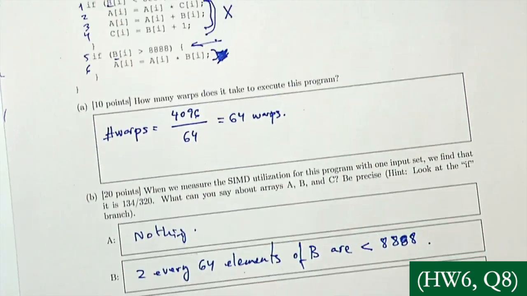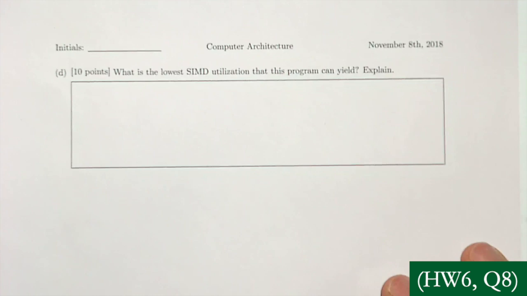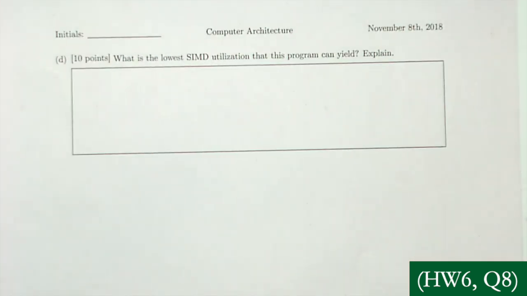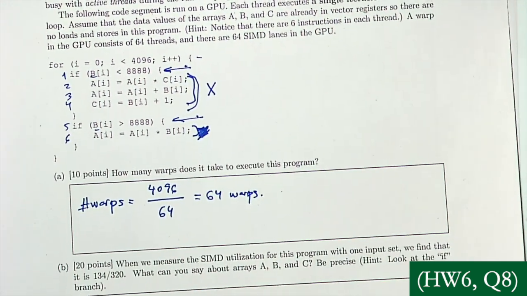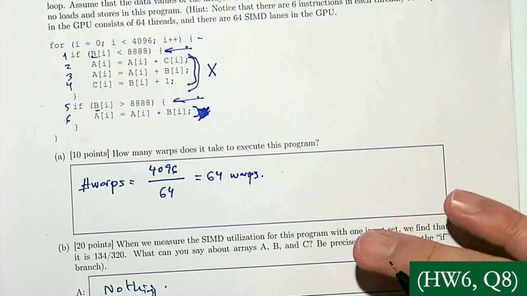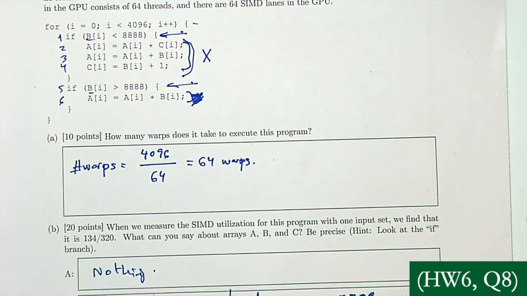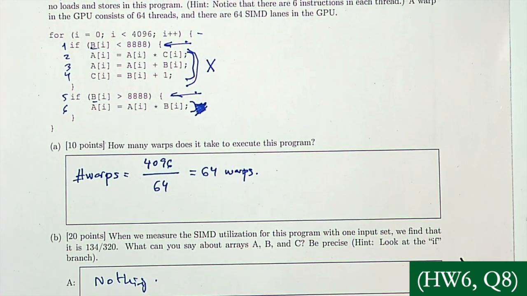Okay, and then last part, part D, here it is. What is the lowest SIMD utilization that this program can yield? And this is actually very easy to answer. Of course, you need to calculate the number, but it's very related to what we already discussed in part B.